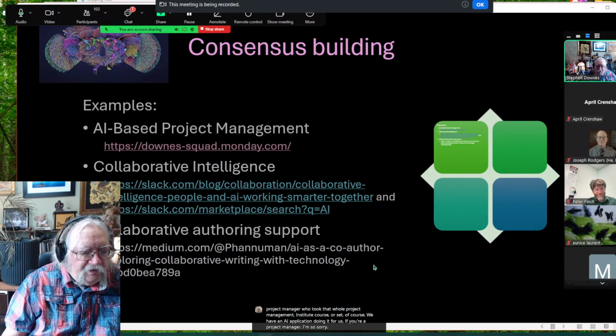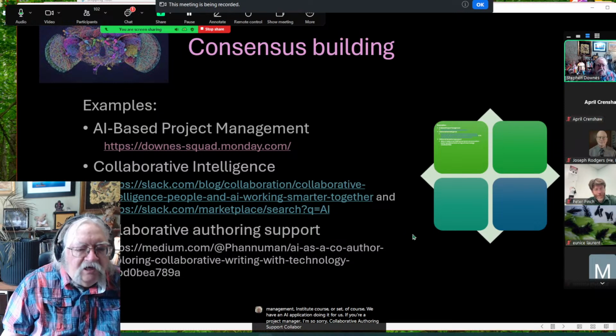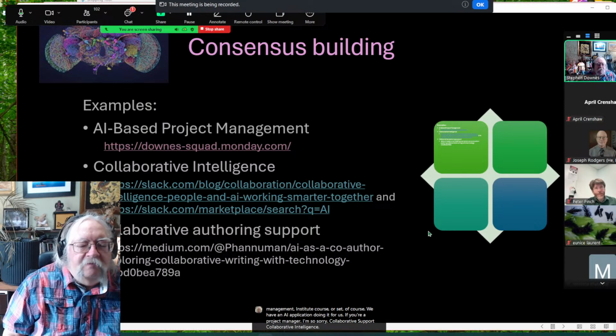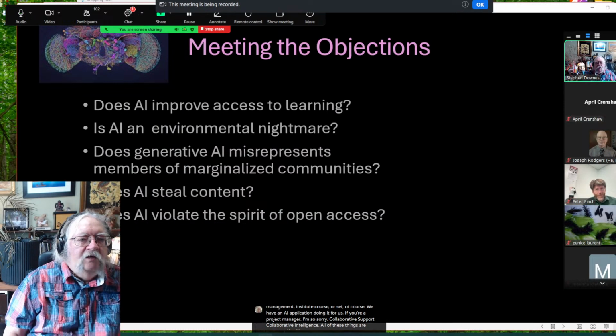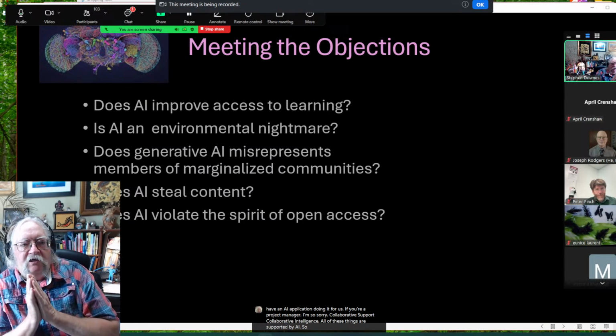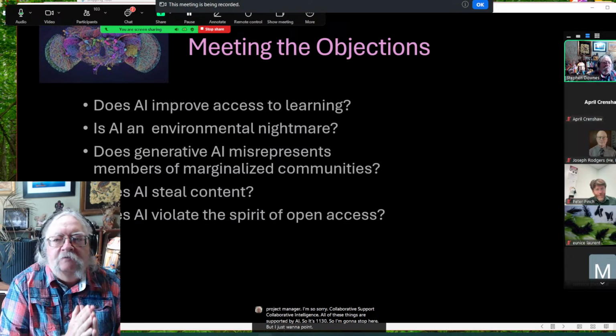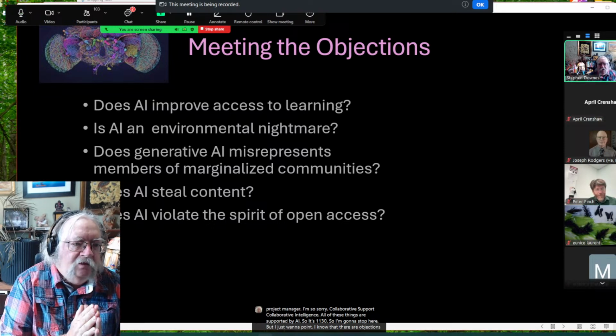Collaborative authoring support, collaborative intelligence, all of these things are supported by AI. So, it's 11:30, so I'm going to stop here, but I just want to point out, I know that there are objections to the AI.